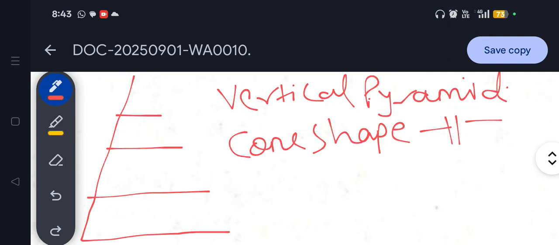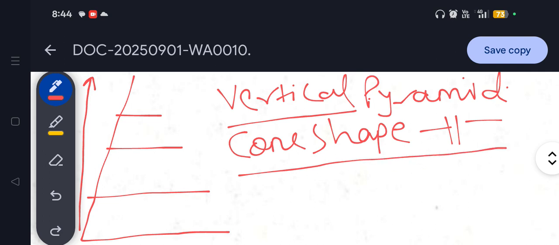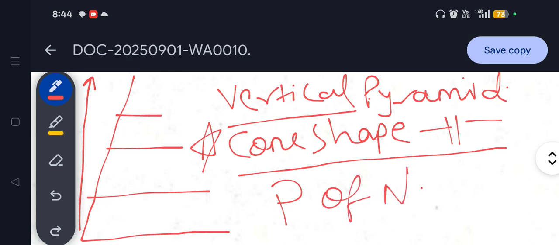Dear students, please make a note of these two also. This is the pyramid I have drawn. The pyramid which is in a vertical position, or these three pyramids that we will be studying, are part of your vertical pyramid, and this vertical pyramid is also known as a cone shaped pyramid. So keep a watch on these things also, as it can be asked in your objective questions, that vertical pyramid is also known as a cone shaped pyramid. Now finally we will be starting with the pyramid of numbers, and we will explain and understand these concepts thoroughly.